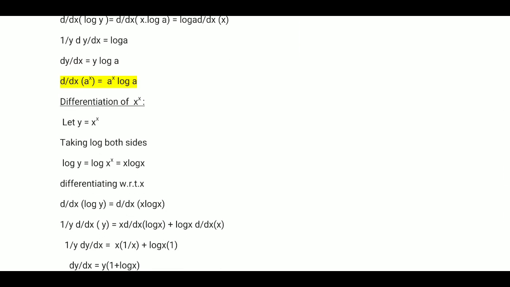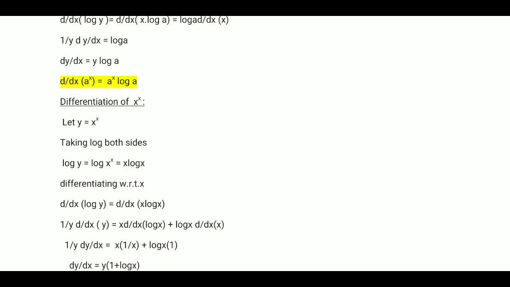Now the differentiation of x power x, a power function. In this case we also take the logarithm of both sides. So first we consider it as y. It is important that in the case of logarithmic differentiation we consider the function as y. y is equal to x power x. Taking log both sides, log y is equal to log x power x, and the power comes into product form, so log y is equal to x log x.